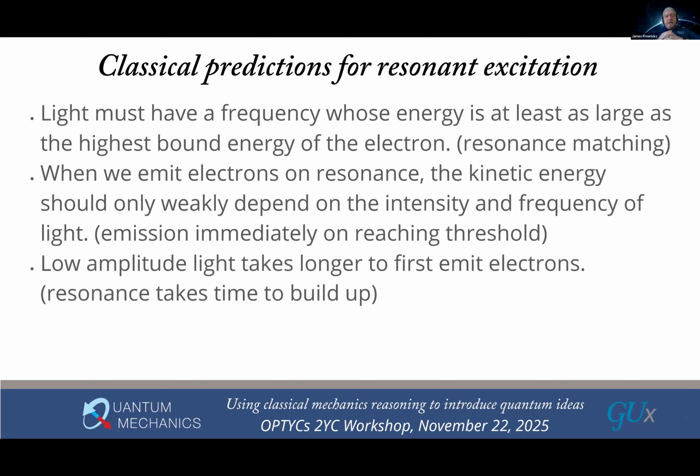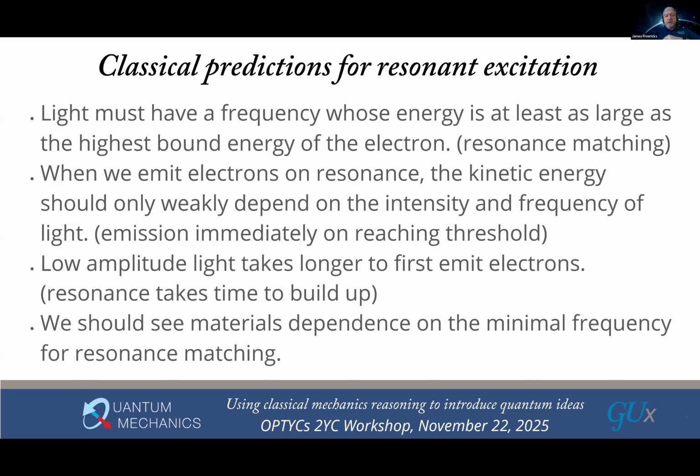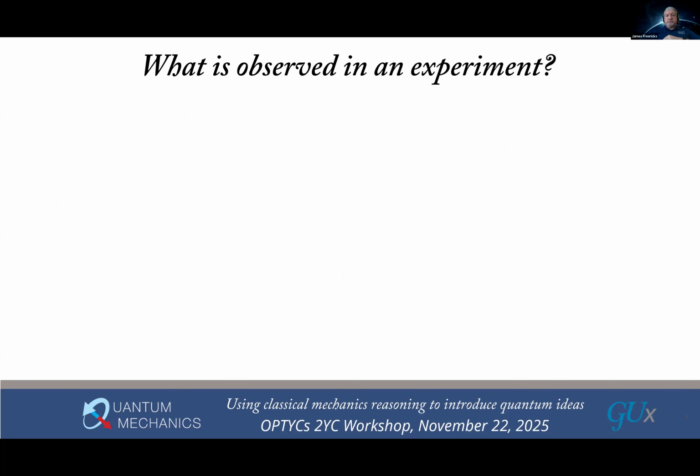Another prediction you would make is that low amplitude light will take longer to first emit electrons because the resonance takes time to build up. And we should see some materials dependence because the minimal frequency for resonance matching could be different for different metals. So there's a number of things that actually are the things that occur in the photoelectric effect that you can describe classically, but there are other things that are not apparent in the experiment.